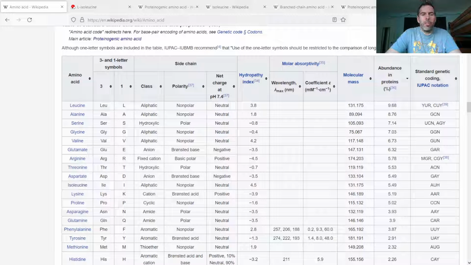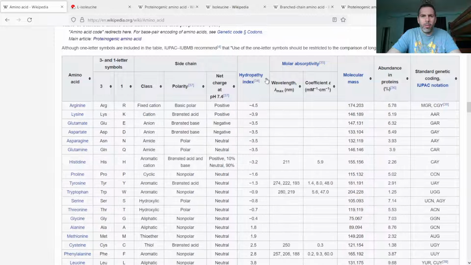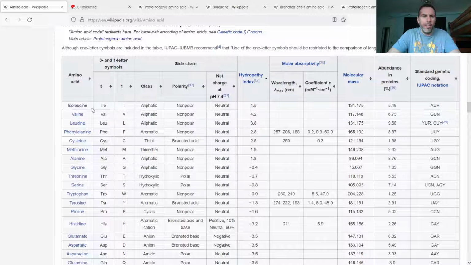Isoleucine is a structural isomer of leucine, and it's number 10 on the list. If I sort by hydropathy index, isoleucine is the highest positive value in the list, meaning it's the most hydrophobic side chain of the amino acids. If you remember the branched chain amino acids, which I'll get to later, you'll see all three of them are the top hydrophobic amino acids: isoleucine, valine, and leucine.